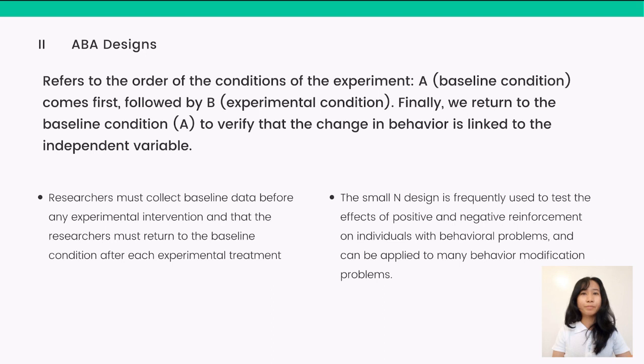There may be a period of adjustment to the treatment during which the behavior of interest becomes more variable and begins to increase or decrease. Again, the researcher waits until the dependent variable reaches a steady state so that it is clear whether and how it has changed, and then later returns to the no treatment condition, which is phase A.